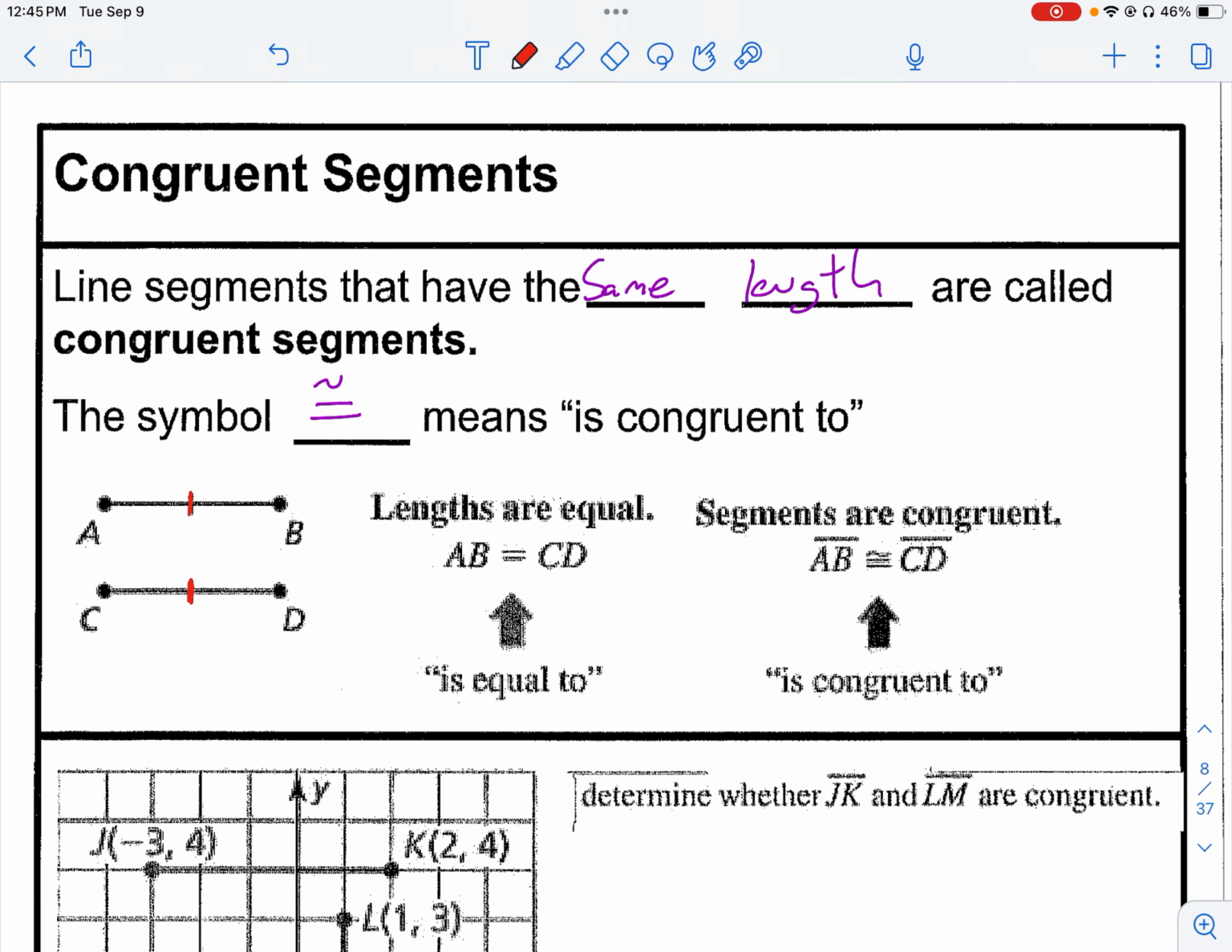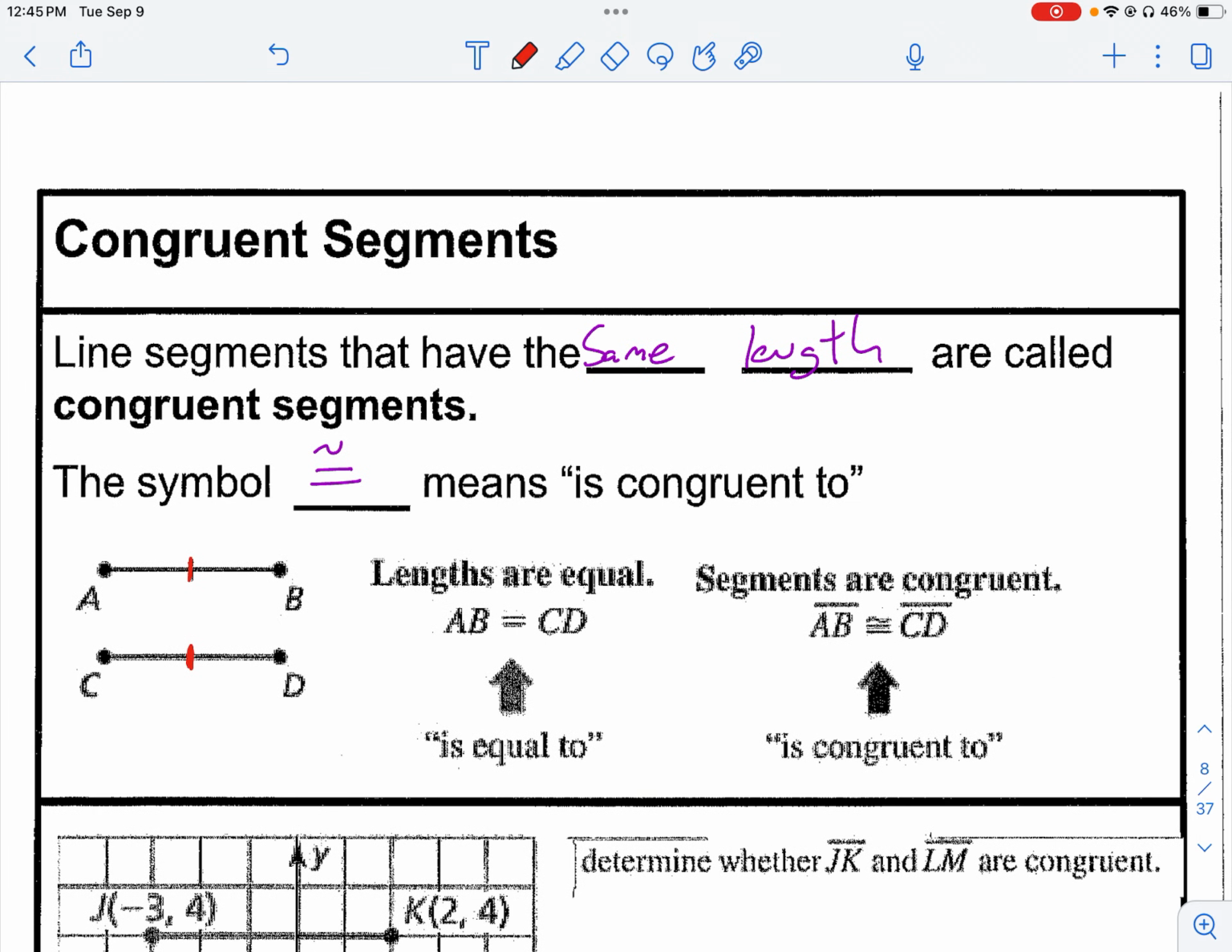And this little dash tells me that AB is congruent to CD. Well, segment AB is congruent to segment CD. Now lengths are equal because numbers are equal. 3 equals 3. 5 equals 2 plus 3. Things are congruent. That's why we have the extra little squiggle on top of our equal signs when we're talking about congruent. Things are congruent, lengths are equal, numbers are equal.